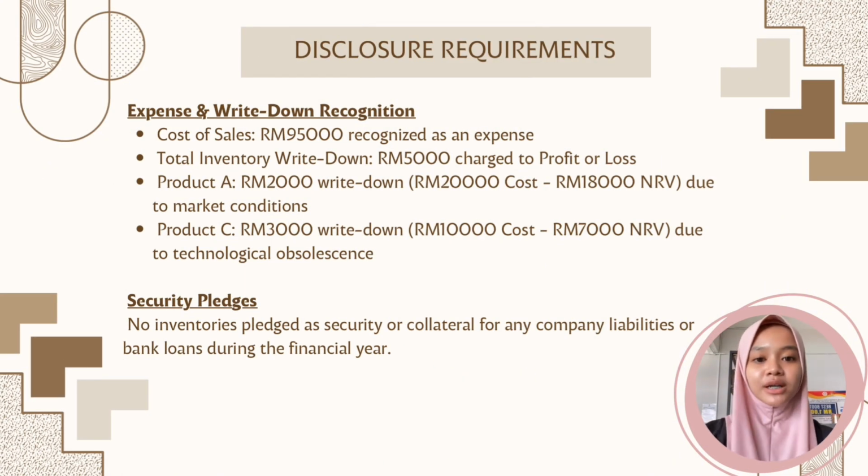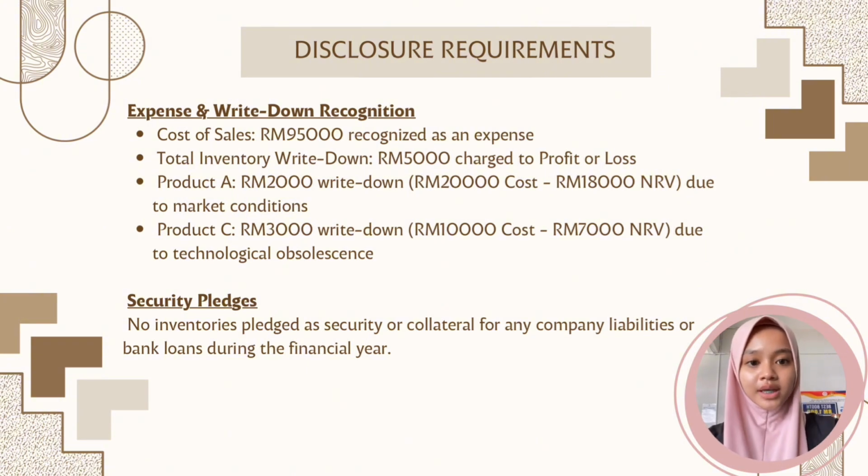Moving on, MFRS 102 also requires us to disclose expenses and write-downs. First, the total inventory recognized as an expense or cost of sales for the period is 95,000 ringgit. Second, due to the issue with products A and C, our company has recognized a total inventory write-down of 5,000 ringgit directly in the statement of profit or loss. They consist of 2,000 ringgit from product A and 3,000 ringgit from product C. Lastly, we confirm that there are no inventories pledged as security for any liabilities. These disclosures ensure full compliance and present a true and fair view of our inventory management.